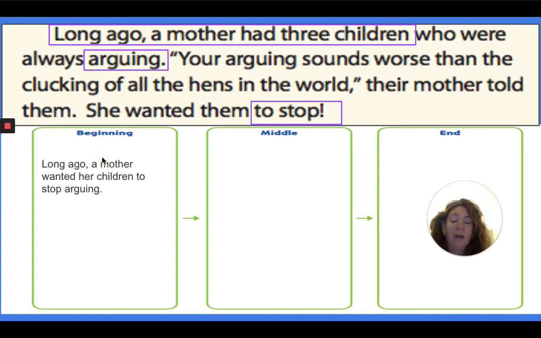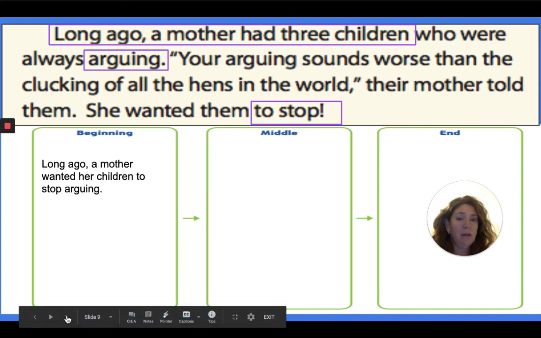So, in the beginning, I'm going to say the most important details are, long ago, because it's my setting, a mother wanted her children to stop arguing. I think it's a really simple way to sum up what is going on in that beginning paragraph. Okay?